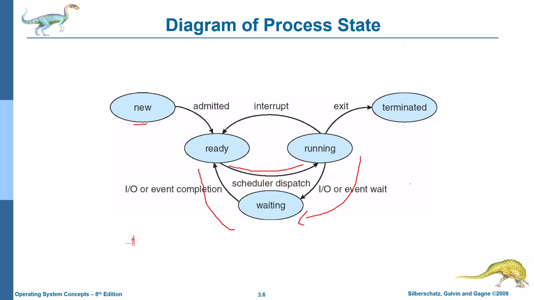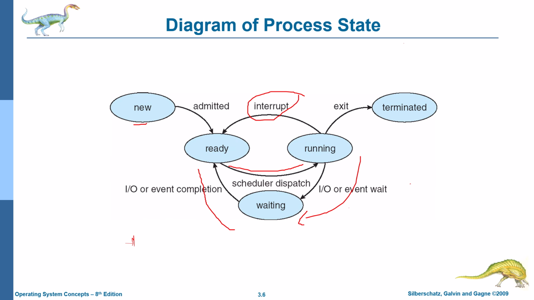Then running to ready state. If there is any interrupt, it moves from running to ready state. That is, when a process takes more time to execute, the CPU is taken away from it. At that time, an interrupt will occur and the process will move from running to ready state.